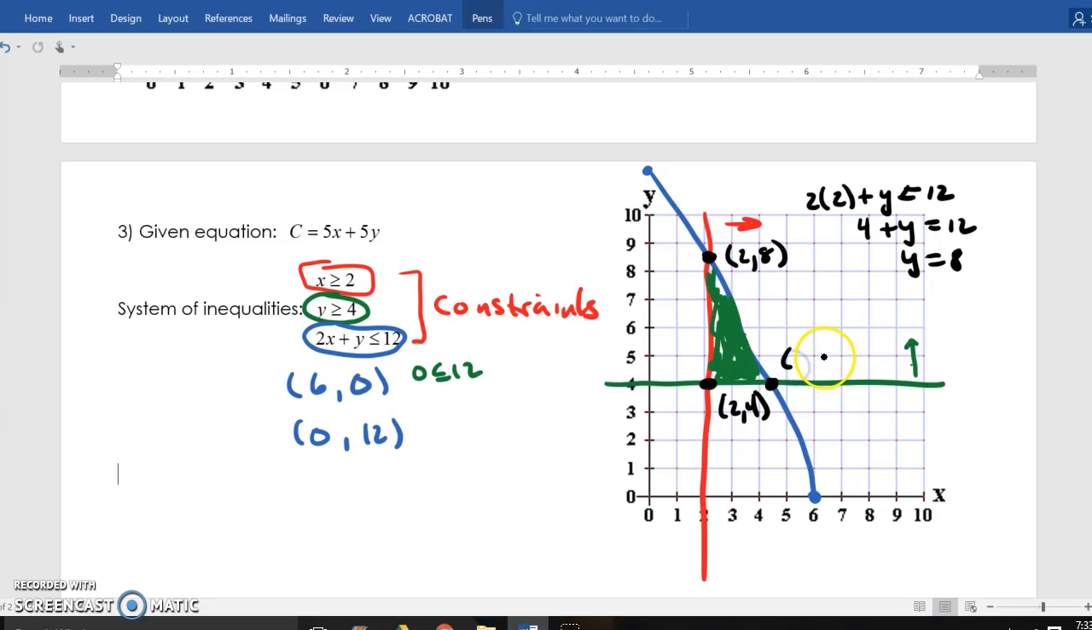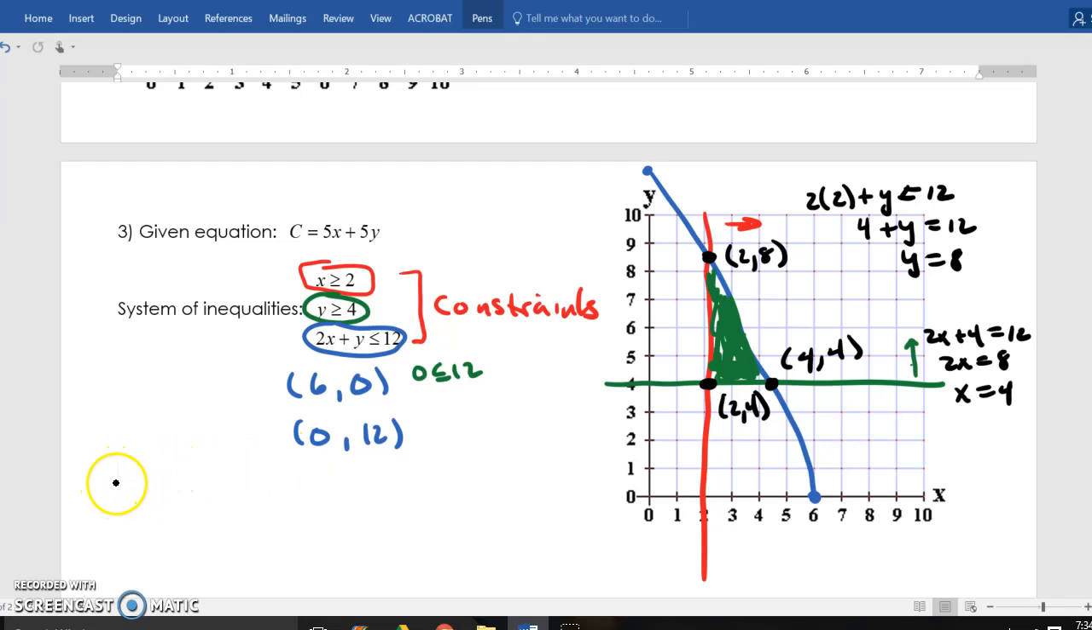Over here, what do we know? We know the y coordinate is 4. Now we have to plug that in, right? So 2x plus 4 is equal to 12. 2x equals 8. X is equal to 4. So you know this ordered pair is 4, 4.